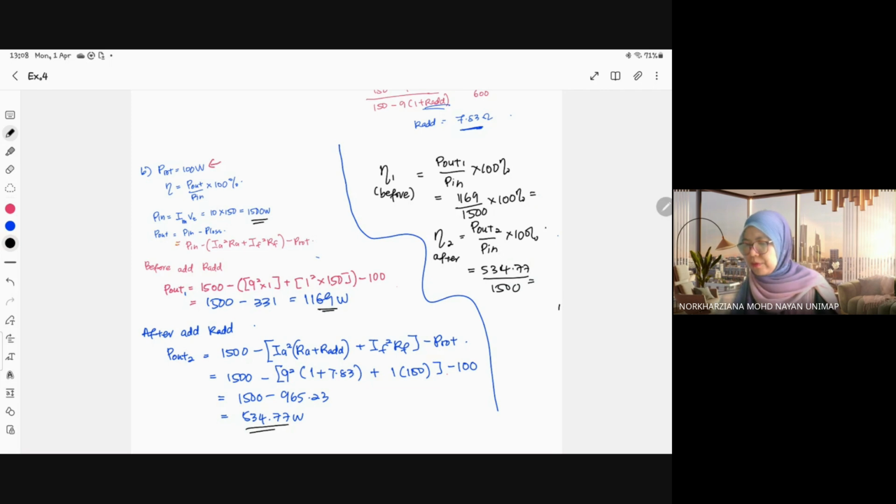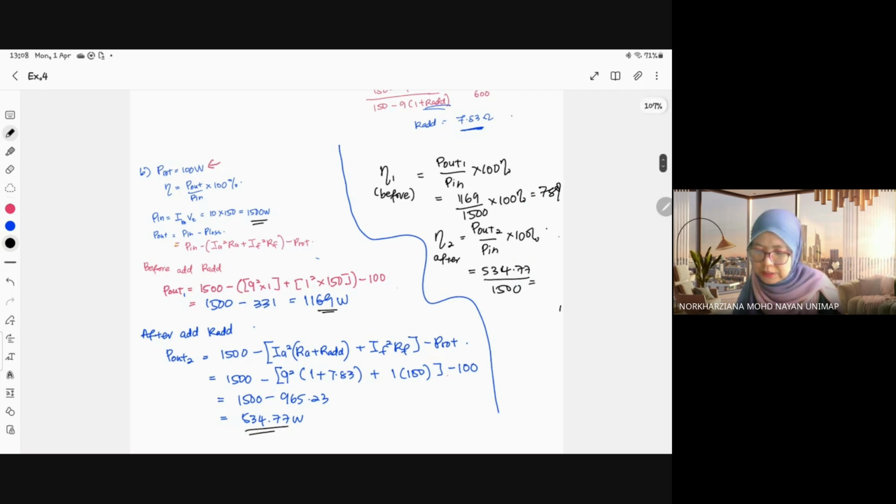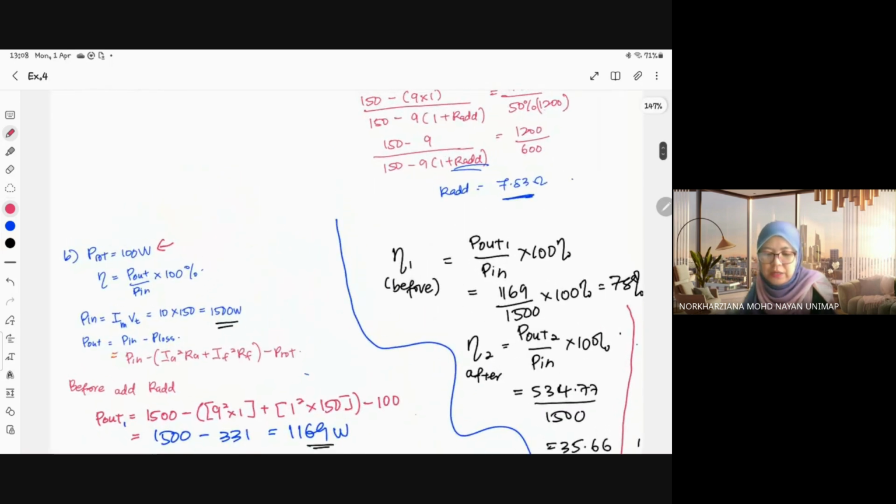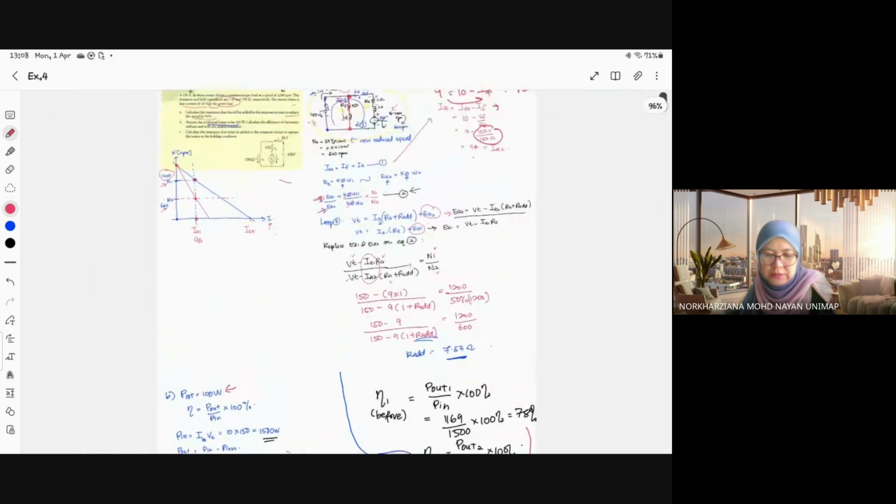For before, 77, right? 77, 78 lah. Dia 77.93, 78%. After dia jadi 35.6, 0.66, dia boleh jadi 36%. Okay. So nampak tak? Oh, it's different from 78% to 36%. Okay. Why? Additional resistance.